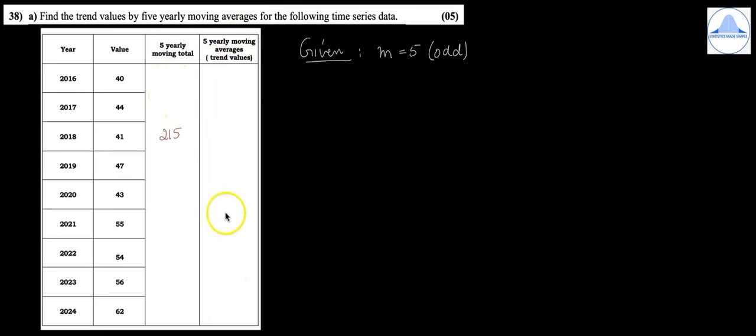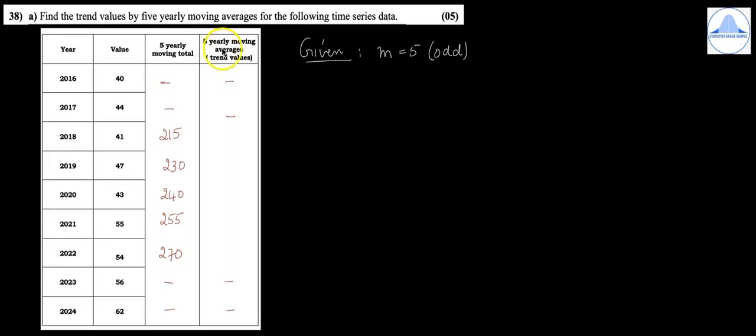the first two and the last two trend values will be missing. So in the beginning itself, you can put blanks for the first two and the last 2 years. They will not have the trend values. Now similarly, leave out the first value 40 and then add 44, 41, 47, 43 and 55. You will get the total as 230. Then leave out the first two values and add the next 5 values. You will get 240. Then similarly, the next total is 255 and then you will get 270.